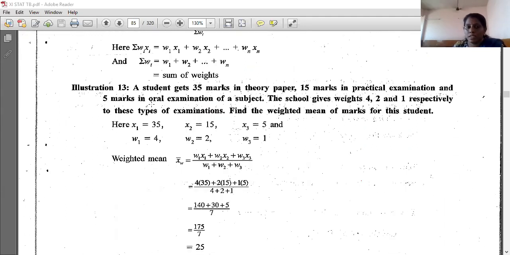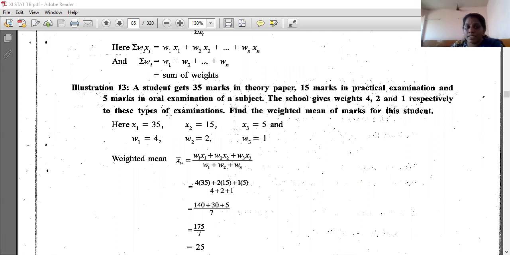Illustration number 13. A student gets 35 marks in a theory paper, 15 marks in a practical examination, and 5 marks in an oral examination of a subject. The school gives weights 4, 2, and 1. Let's see, weight wi is given. Find the weighted mean of the marks for this student.